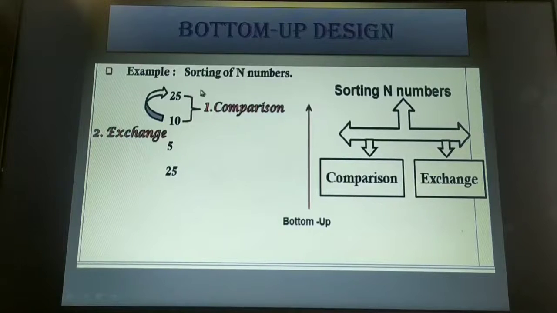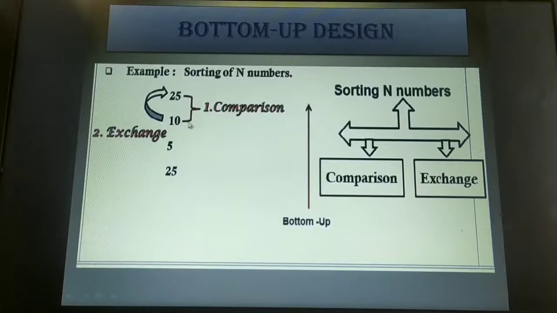If I have a problem like sorting n numbers in ascending order, and I have been given 3 numbers: 25, 10 and 5. In the bottom-up approach, I need to sort the given numbers. First, I will design it in such a way that I compare the first 2 numbers, then I exchange, then I link it to the main program. So the comparison takes place between 25 and 10. Which is the lesser one? 10 is the lesser one.